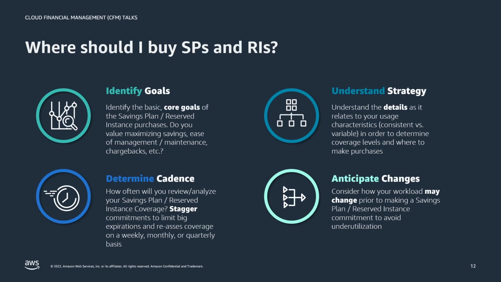Third here is determining cadence. When I say cadence, I'm referring to how often we want to come back and analyze our purchases: 1, to see what our coverage levels and savings are, and 2, to continue to come back to the well. Because the beauty with savings plans and RIs is that while you are locked into that 1 or 3 year term after you make a commitment, you can continually come back and increase your purchase size. Say you start off small and only want 25% coverage, you can then come back and get another 25%, and so on and so forth.